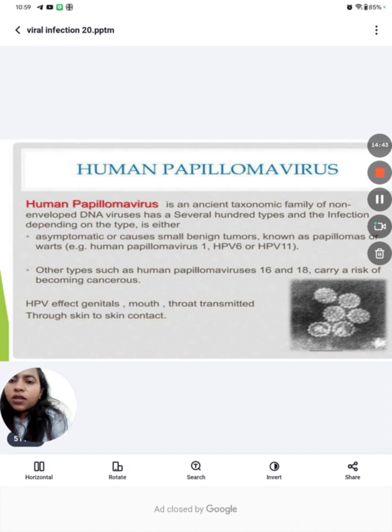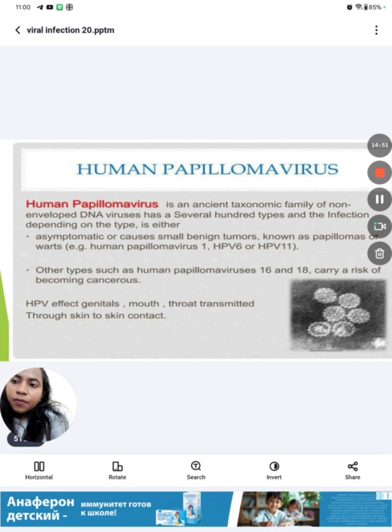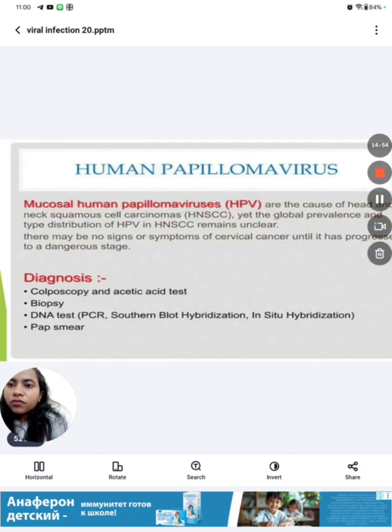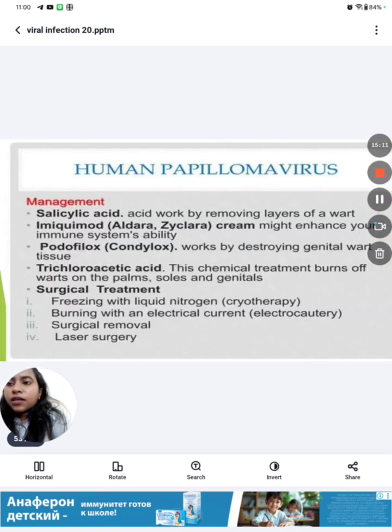Human papillomavirus is an ancient taxonomic family of non-enveloped DNA viruses, with several hundred types and infection depending upon the type. Mucosal human papillomavirus is a cause of head and neck squamous cell carcinoma. Then diagnosis: colposcopy, acetic acid test, then biopsy, DNA test, and pap smear. Management: salicylic acid, imiquimod, podophyllin, TCA, trichloroacetic acid, then surgical treatment, freezing with liquid nitrogen, which is also known as cryotherapy, electrocautery, surgical removal, then laser surgery.